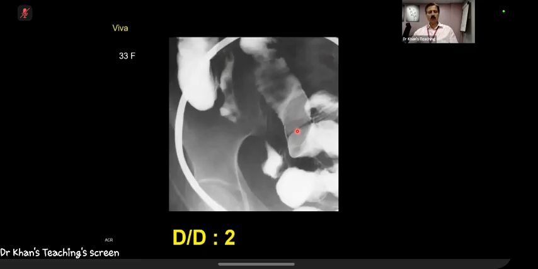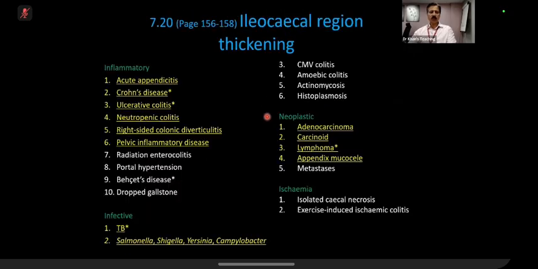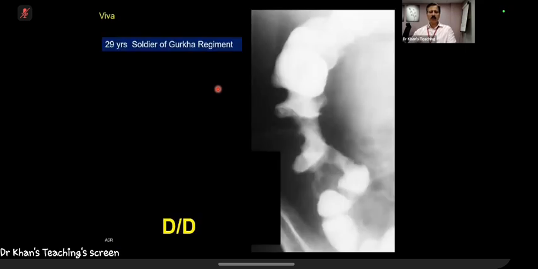Aphthoid ulcers, wherever you see them, and they have come up in the exam again and again, small bowel, large bowel, whatever, Crohn's disease should be up there. And aphthoid ulcers, by definition, are deep ulcers. Remember that. So in ulcerative colitis in the large bowel, you will not see them. So this is the differential of aphthoid ulcer. This is the differential of ileocecal region thickening. Please remember that, ileocecal region abnormalities.